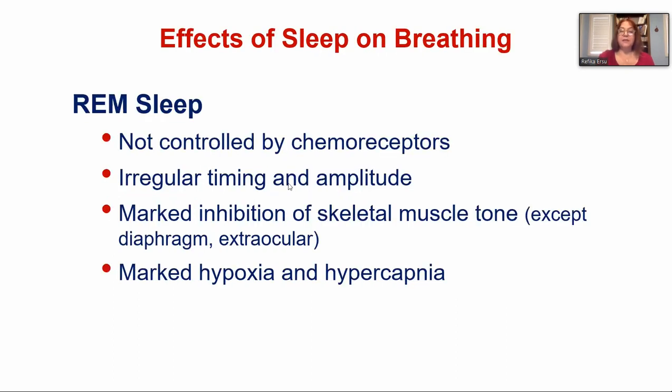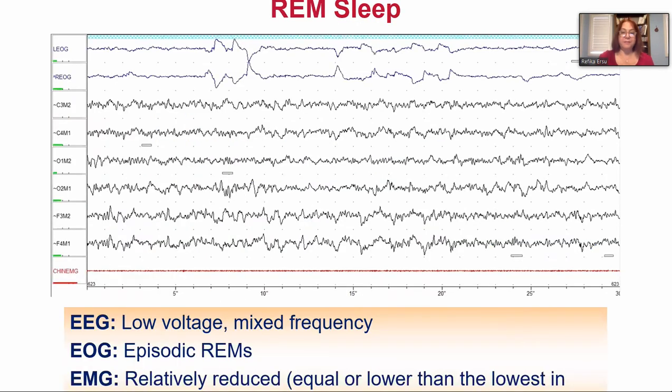Because the breathing is not controlled by chemoreceptors and is irregular in timing and amplitude. And there's a marked inhibition of skeletal muscle tone, except for our diaphragm, which is the main muscle of respiration, as you know, and extraocular muscles. And there's more marked hypoxia and hypercapnia. So the gas exchange abnormalities are more profound during REM sleep.